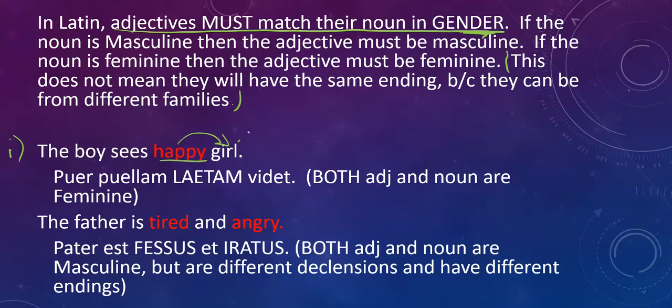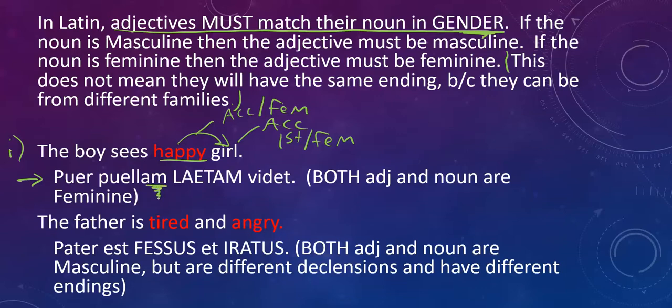Happy is still describing girl. We determined that girl was accusative because she's the direct object, so happy must also be accusative. Girl is a first declension word, and we know that those are pretty much feminine. Well, of course girl's feminine. Happy, then, also needs to be feminine to match the girl. So let's look at our endings and make sure they are.